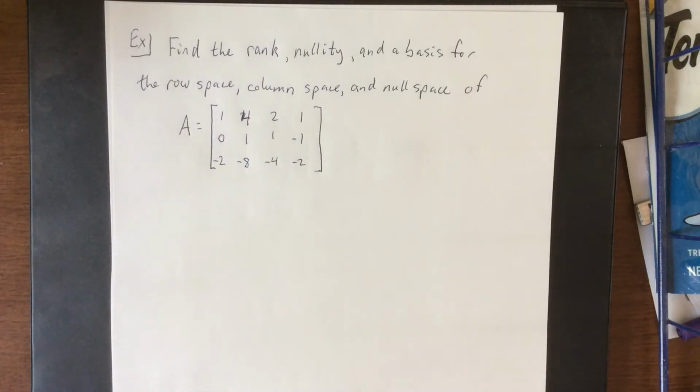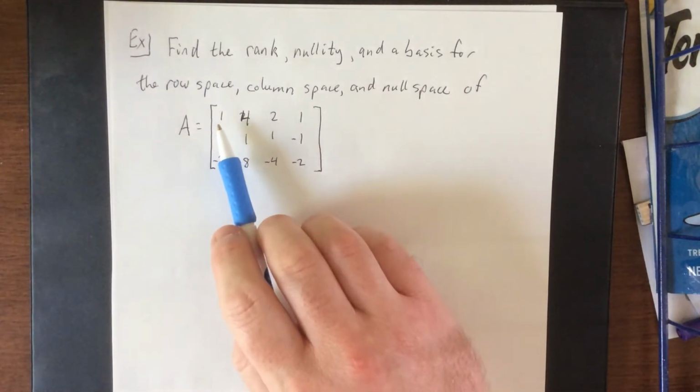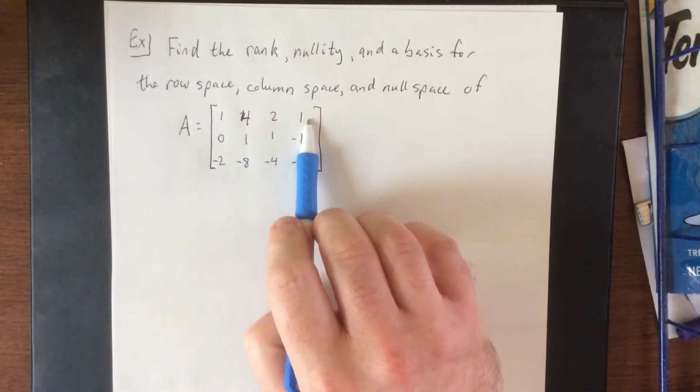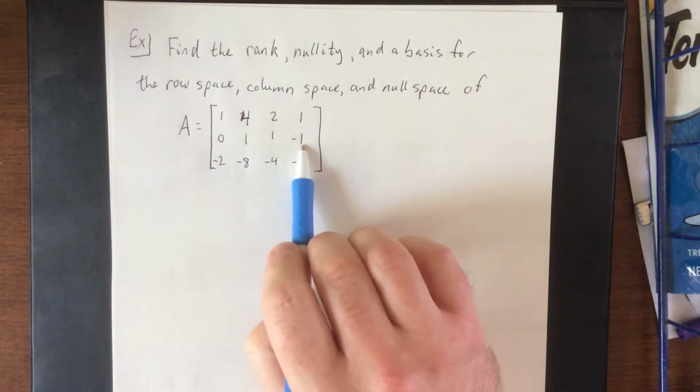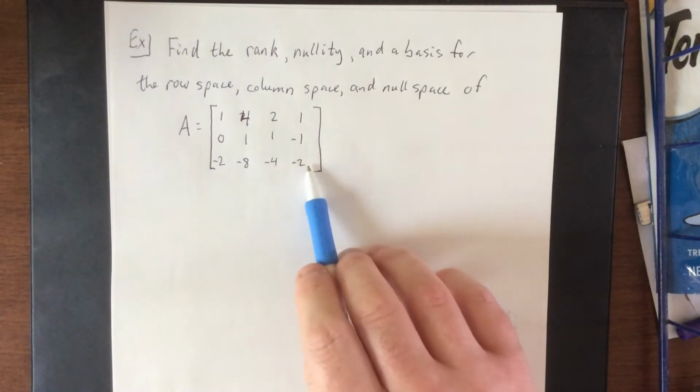In this example, we're going to be finding a basis for the row space, a basis of the column space, a basis for the null space, as well as the rank and nullity of the following 3x4 matrix. The 3x4 matrix has rows 1, 4, 2, 1; 0, 1, 1, negative 1; and negative 2, negative 8, negative 4, negative 2.